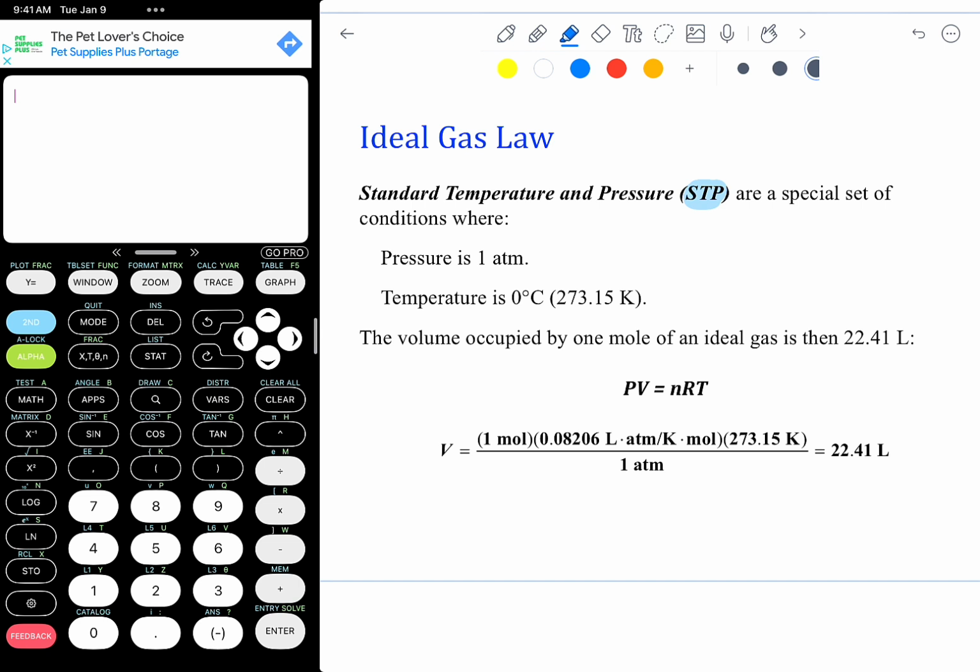So at standard temperature and pressure, we know our pressure, we know our temperature, we've defined n as 1 mole, and now we can also define R. R would then be in units of atm to match our standard pressure of 1 atm. Therefore, plugging those values into PV equals nRT and solving for V, the volume, gets us 22.4 liters for the volume of 1 mole of ideal gas.